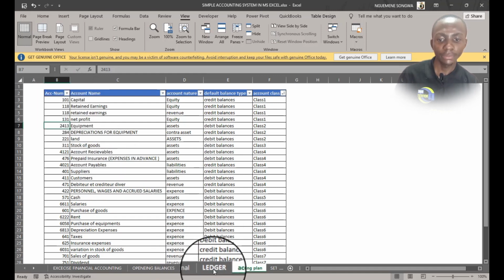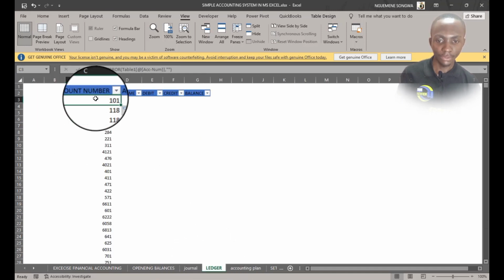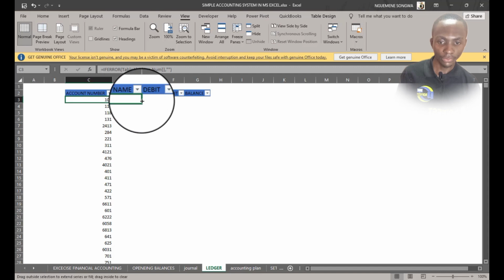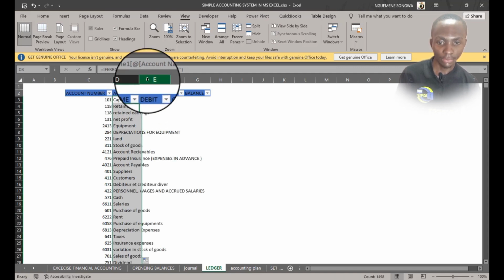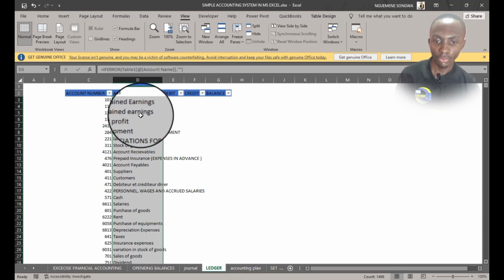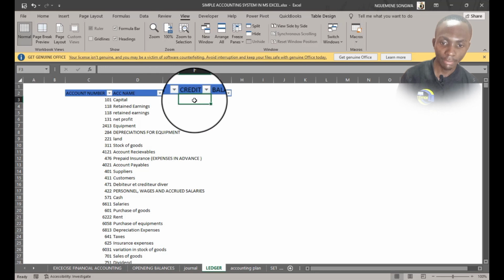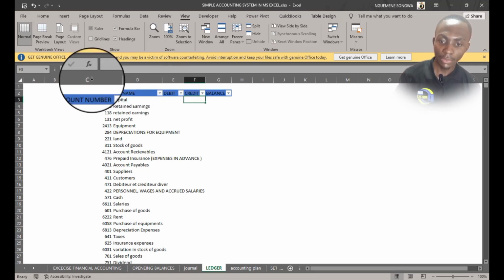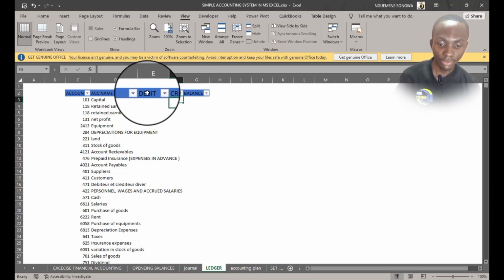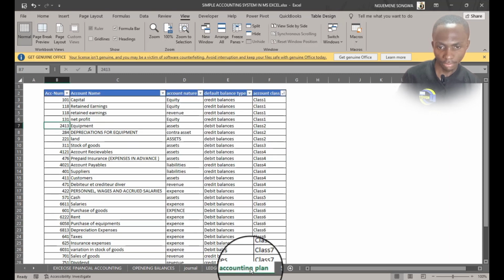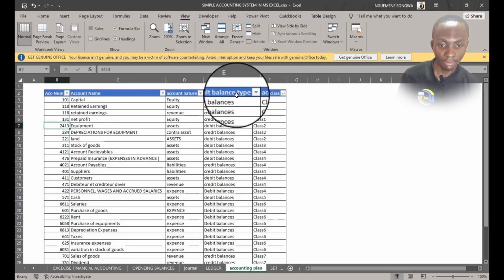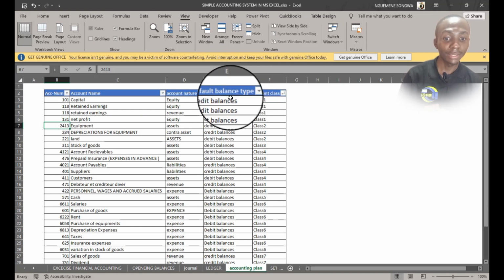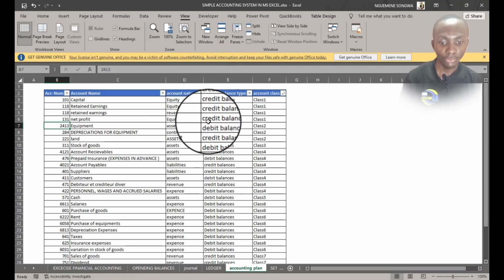So that is it. After I've done this, I also need the account names. I will just autofill so that the account name also appears. Now, what do I need? I need to know the debited amount and the credited amount. But before that, I think I'll need some other information. I'm going to insert another column here, because I'll need the default account type, whether the account has a debit balance or a credit balance. You're soon going to see why I need that.